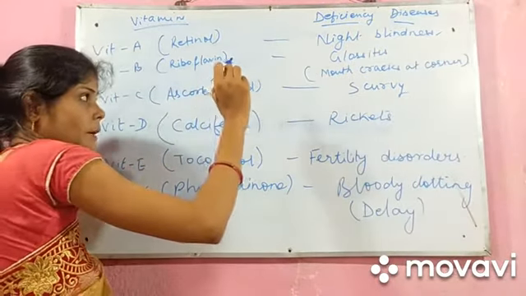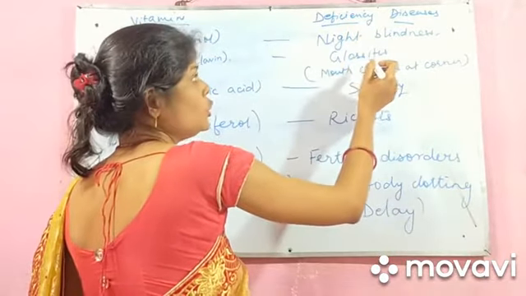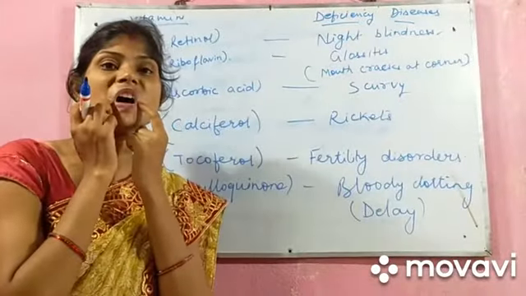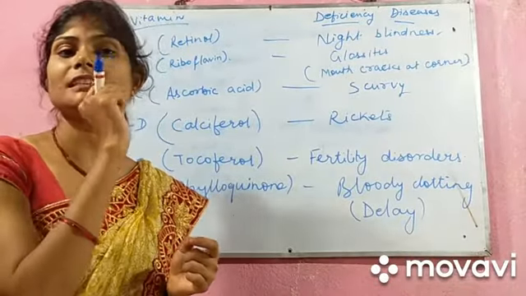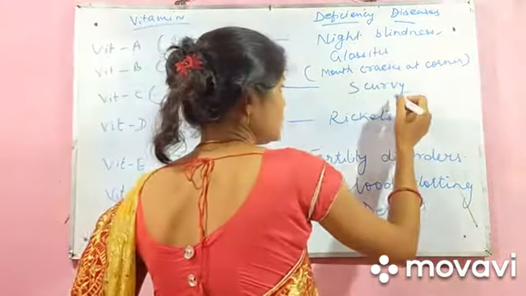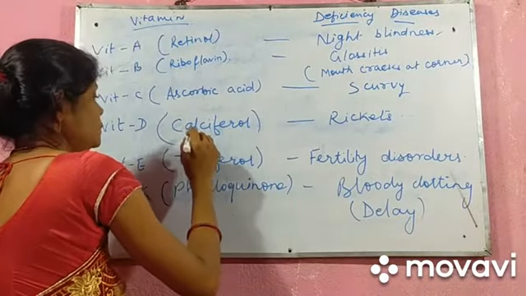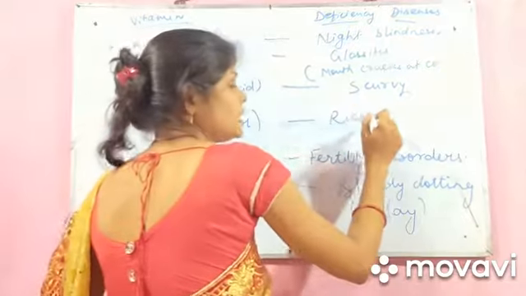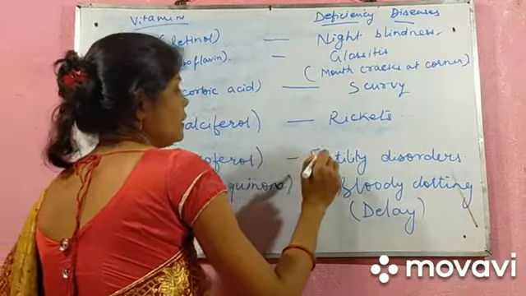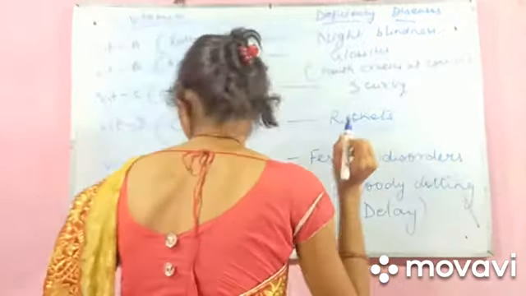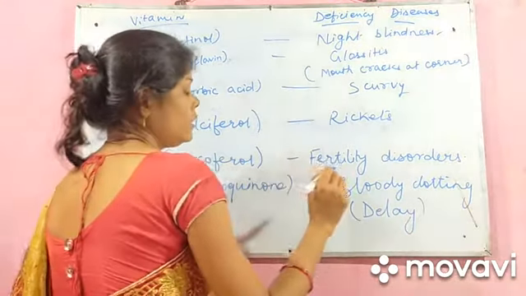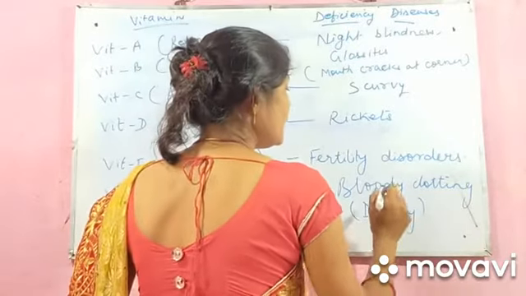Due to the deficiency of vitamin B, we suffer from a disease known as glossitis, which means cracks. Here in the mouth corner part, this part just cracks. Vitamin C is known as ascorbic acid. We suffer from a disease known as scurvy. Vitamin D is known as calciferol. We suffer from a disease known as rickets. Vitamin E is known as tocopherol. Here the person suffers from fertility disorders. Vitamin K is known as phytoquinone. Here the person suffers from delayed blood clotting.